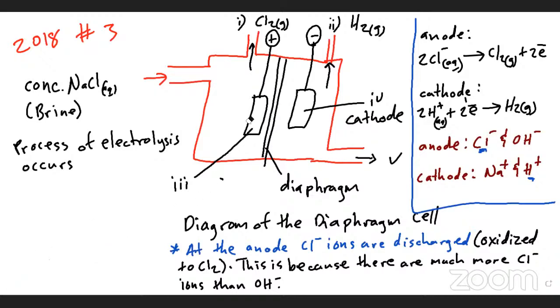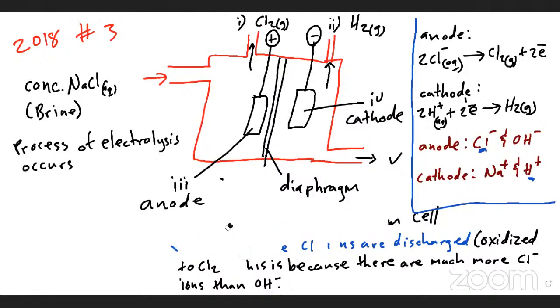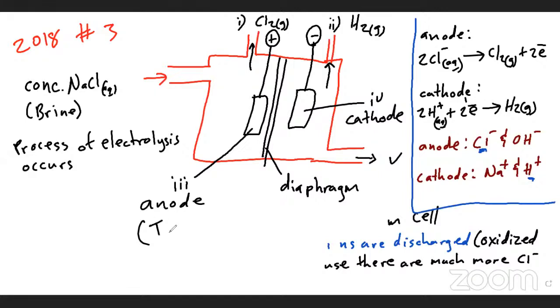So this is the anode, made of titanium. For the manufacturing, it's the diaphragm cell in this syllabus. It says you should know the diaphragm cell. The anode is made of titanium. Over here is steel.